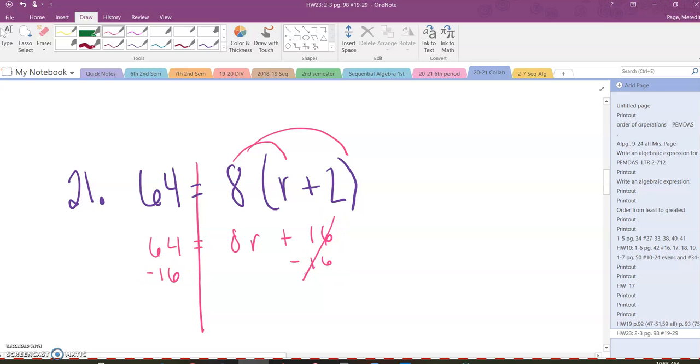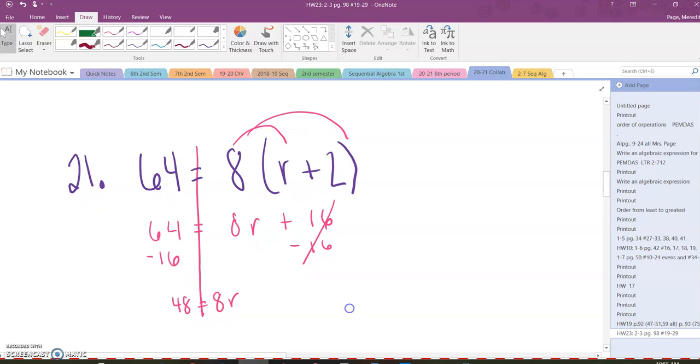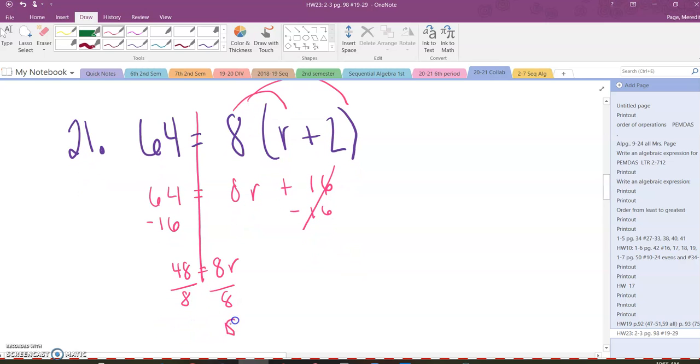Cross that out. Now, the one thing I want you guys to understand is that you might need to have your calculator out. If you know 64 minus 16, that's great, but you should at least check your work. And you're going to get 48 equals 8r, and then 48 equals 8 times r. Opposite is divide both sides by 8. r is equal to 6. Circle it, you are done.